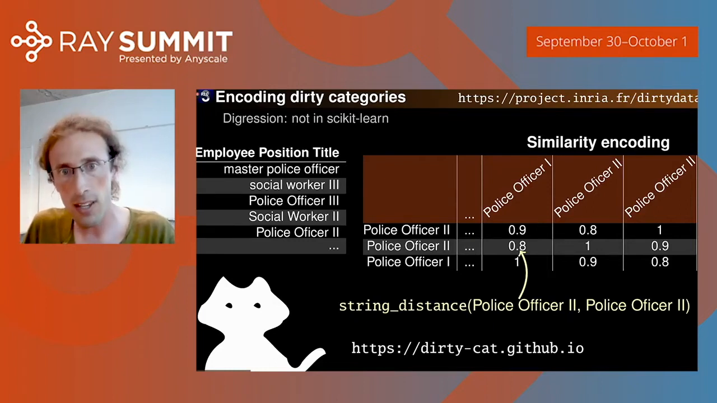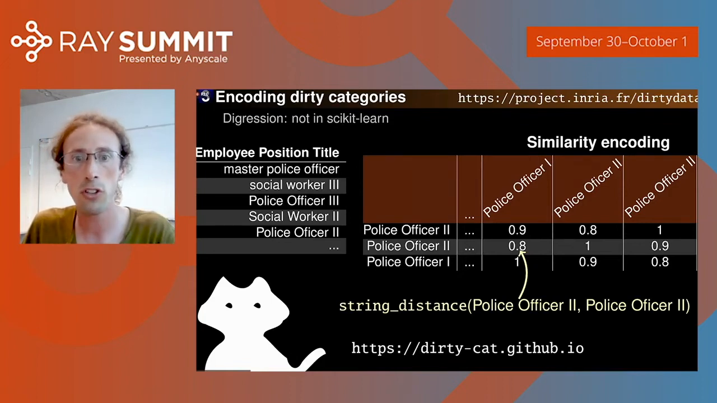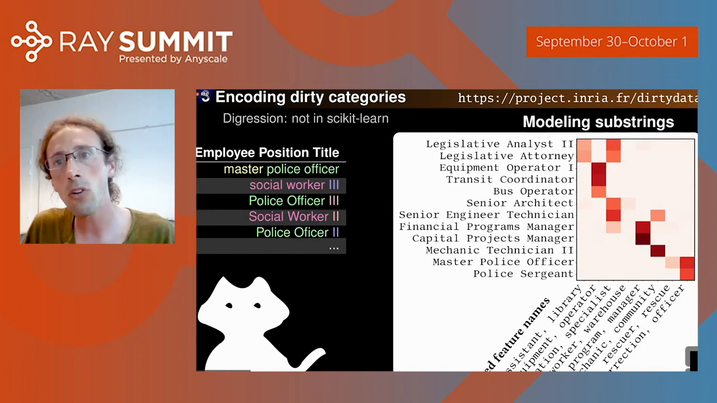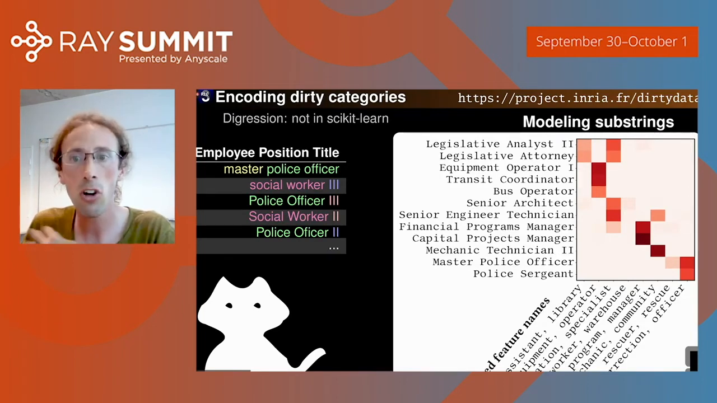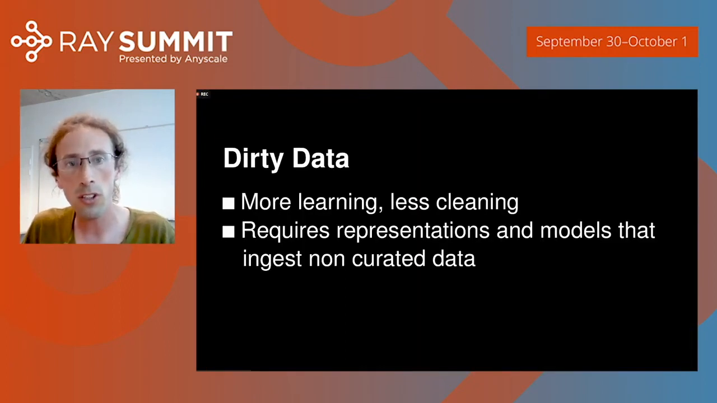The problem with this is that it might not scale very well because we might have an explosion of different strings. And so what we can do is a substring model that actually finds recurrent substrings and encodes on these recurrent substrings. What we've learned working with dirty data is that we should do more learning and less cleaning. And for this, we need representations and models that can ingest non-curated data.